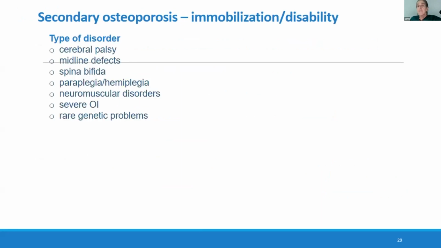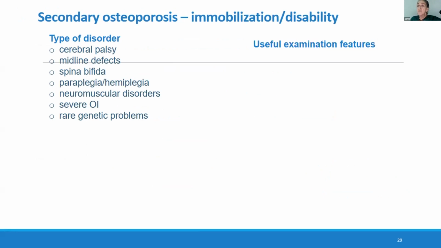So let's move quickly, because I haven't got much time, to secondary osteoporosis with immobilization and disability. There are lots of reasons why a child might be immobilized: cerebral palsy, some disorganized brain disorder, either congenital or acquired, spinal abnormalities with paraplegias and hemiplegias, neuromuscular disorders, and rare genetic problems, as well as OI.